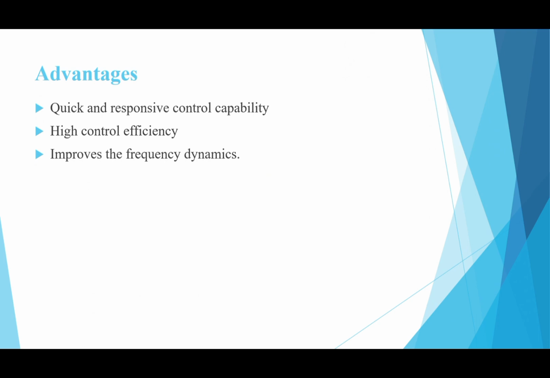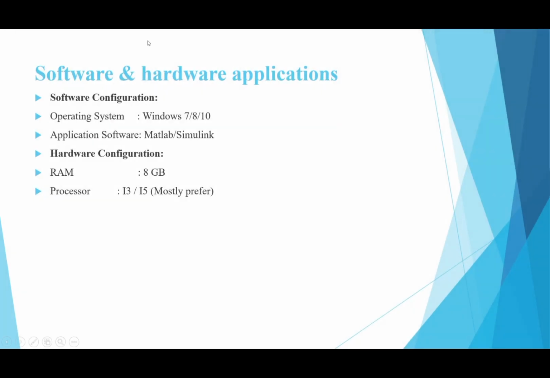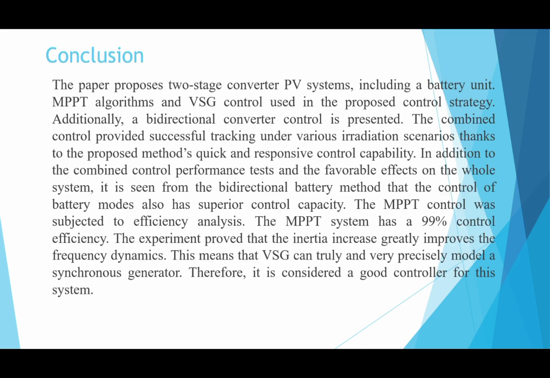The advantages of this proposed method are quick and responsive control capability, high control efficiency, and improved frequency dynamics. The applications of this method are renewable power systems and electric vehicles. For the software and hardware requirements, the software configuration has an operating system of Windows 7, 8, 10 and application software MATLAB and Simulink. The hardware configuration consists of RAM and processor, RAM with 8 GB and processor with i3 to i5.